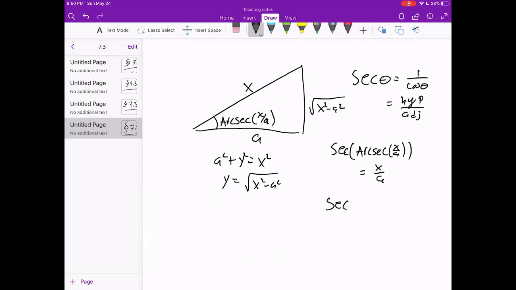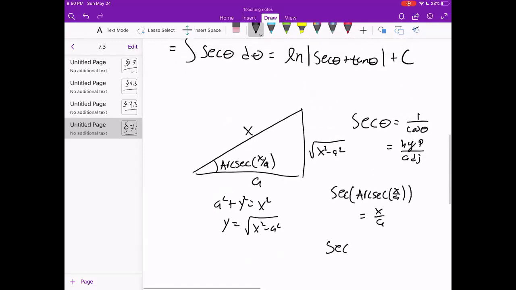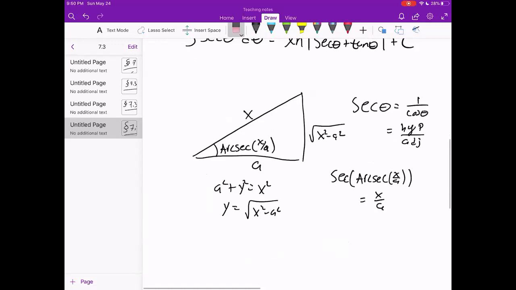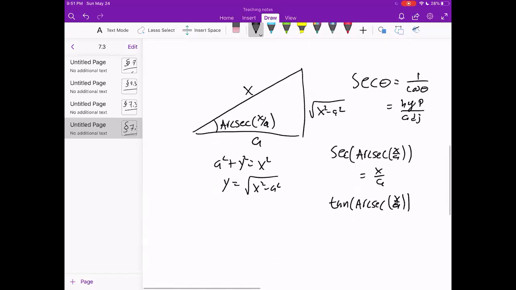I'm also trying to find the tangent of the arcsecant of x over a. So I take the tangent of this angle. Tangent is opposite over adjacent. So this is going to be the square root of x squared minus a squared over the adjacent side, which is a. I can plug all of this in now.